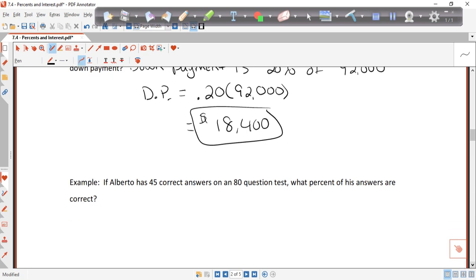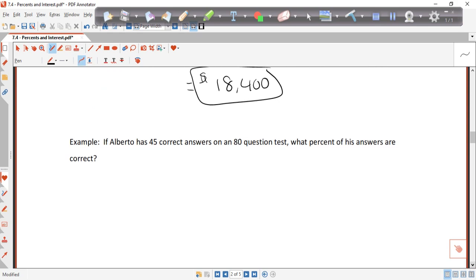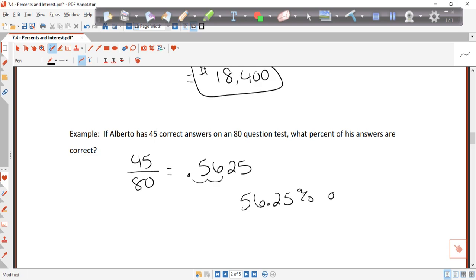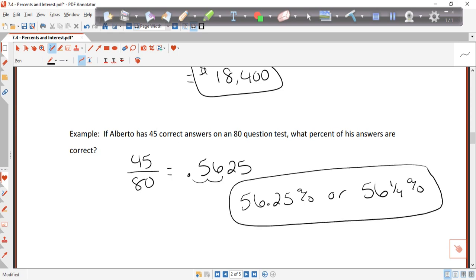If Alberto has 45 correct answers on an 80-question test, what percent of his answers were correct? We can set up an equation for this one, but it's probably easier just to say he got 45 correct out of 80. That's 0.5625. Move the decimal. So he got 56.25%, or 56 1/4%. Again, make sure you look at what MyMathLab wants you to have as the answer.